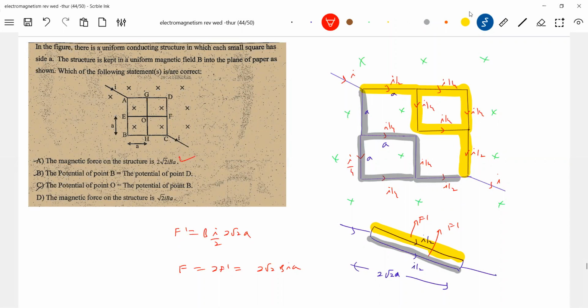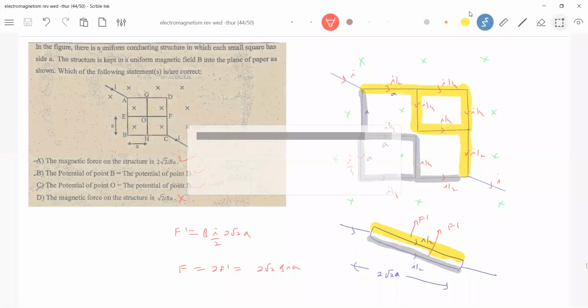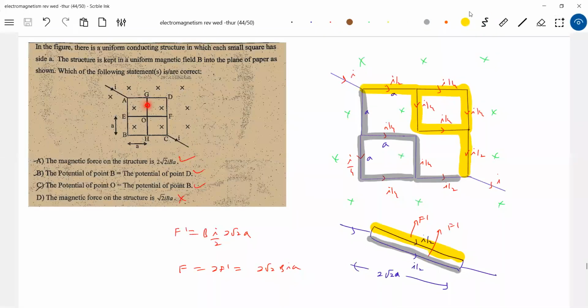Potential of point B equals potential of point D. No doubt, we already know that. Potential of point O equals potential of B. This also we know. The magnetic force on the structure is... So now go back to any current density networks. They may introduce it here. Please do remember this one. It's a nice one. Don't take the risk of calculating force on each arm first. First of all, the current distribution is a big headache, so think about the current distribution, then get into calculating force.